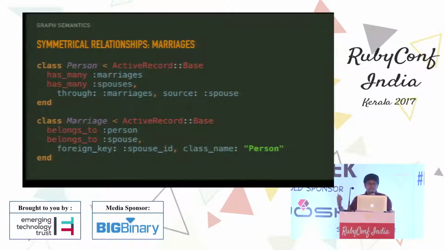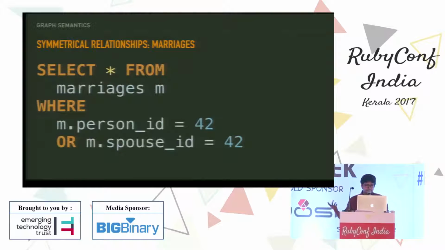So for example, this is a classic has many through example. A person has many marriages and has many spouses through a marriage, and a marriage belongs to a person and spouse. This should be familiar to most Rails developers out here. I'm pretty sure everybody has built something similar in their life cycle as a Rails developer. And so this should be familiar, right?